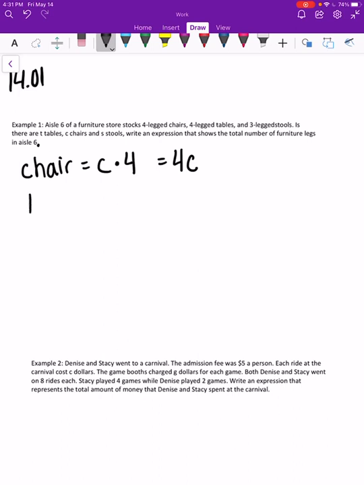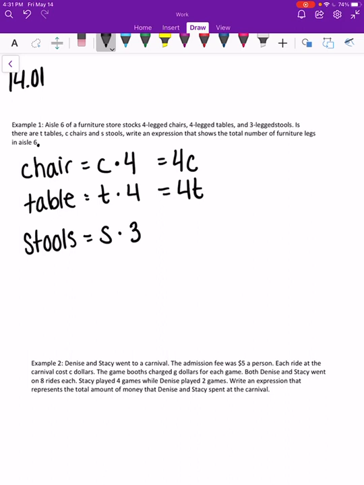The tables, each table, which is T, also has 4 legs, so that's 4T. And then the stools, which is S, they only have 3 legs. So that's 3S. So if we want to figure out how many there are altogether, we just have to add up those. So 4C plus 4T plus 3S.